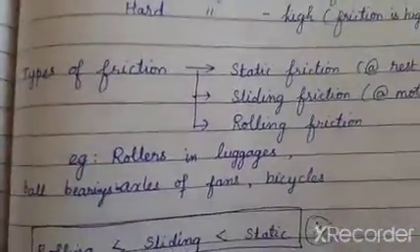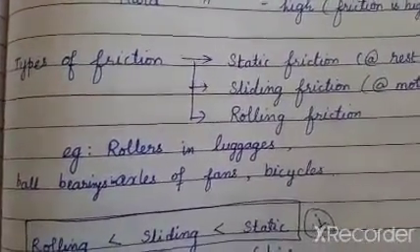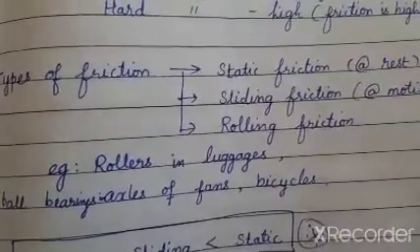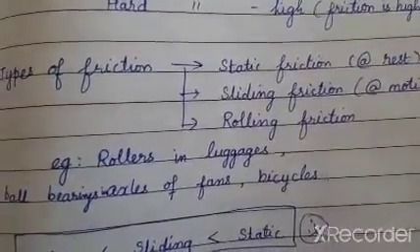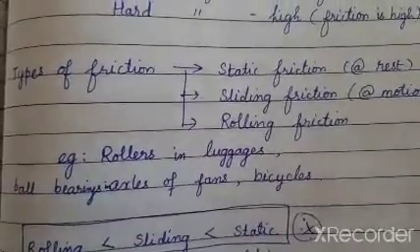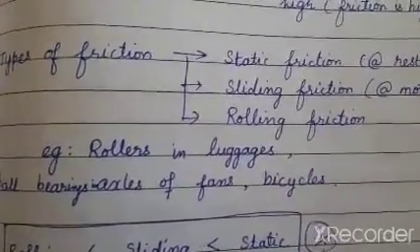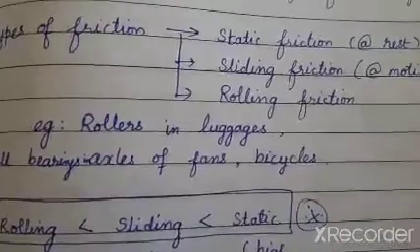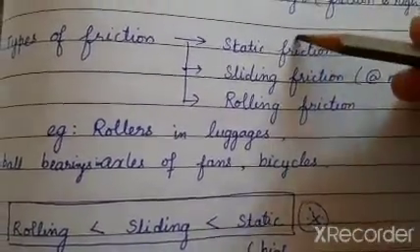So today we are moving to the next topic, that is the types of friction. There are 4 types of friction. Let us see each in detail. The first one is static friction. The meaning of the word static is at rest, something which is in the stationary position.